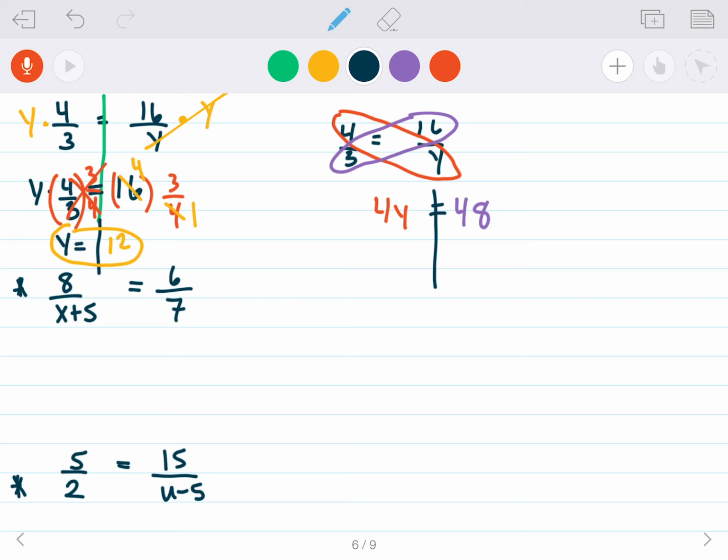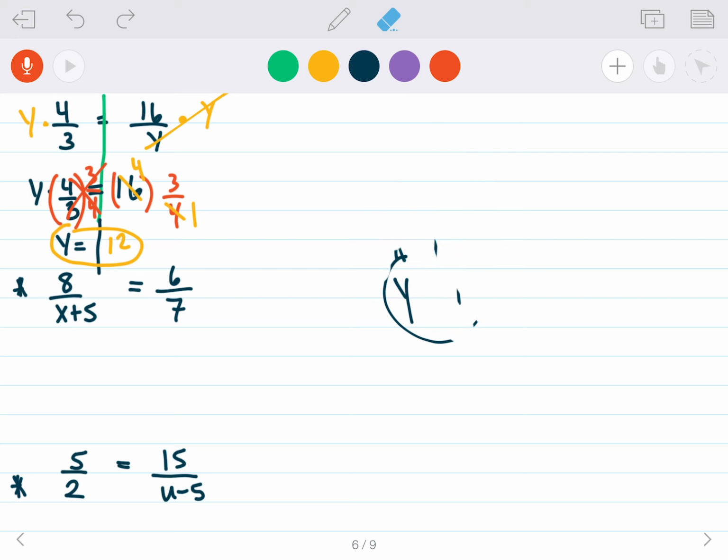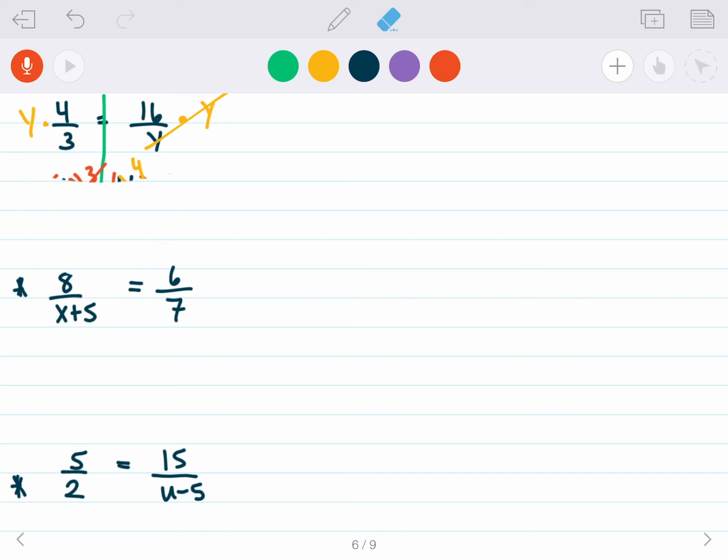Okay, 4y equals 48, so we can divide both sides by 4 to get our answer of 12. That's exactly what we got up here. So, if you want to do the butterfly method, go for it. I'm going to try to stay away from it, though, just so you guys can see what's going on. I know it's easier, so if you want to do it, you can, but I just want to make sure you guys know the concept. Okay, so let's move on.